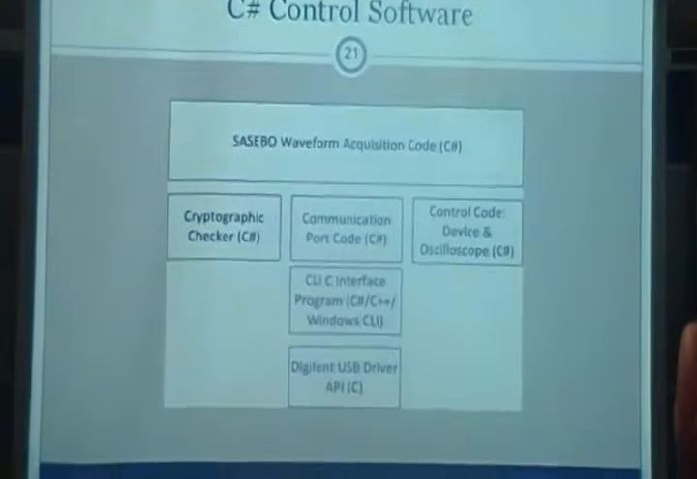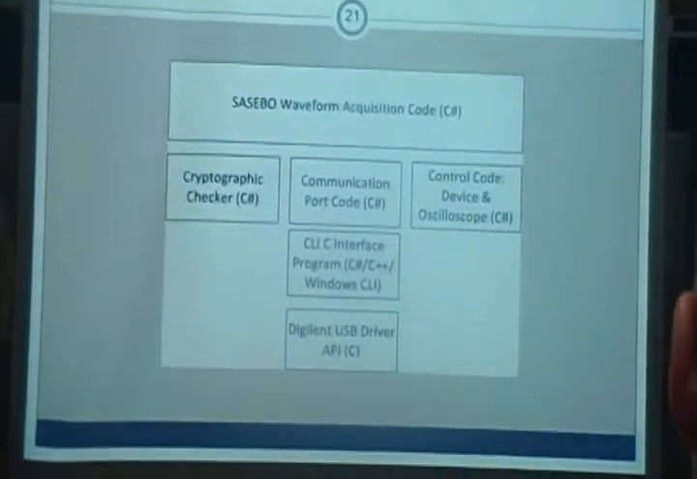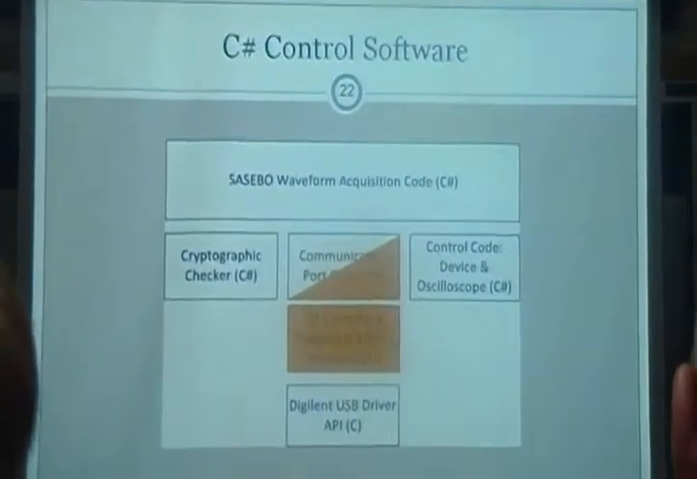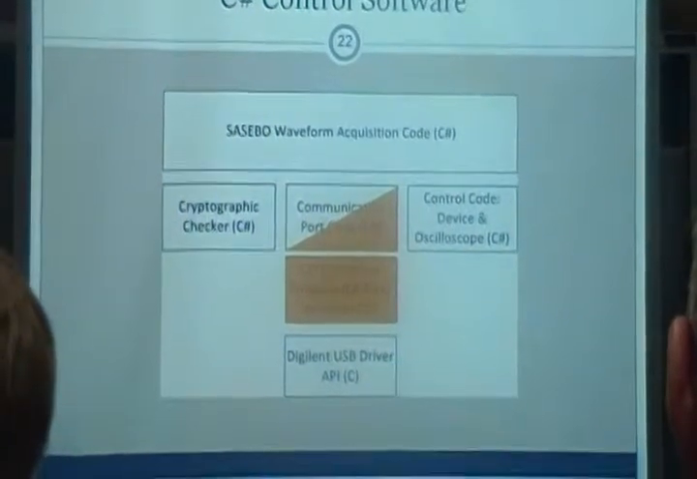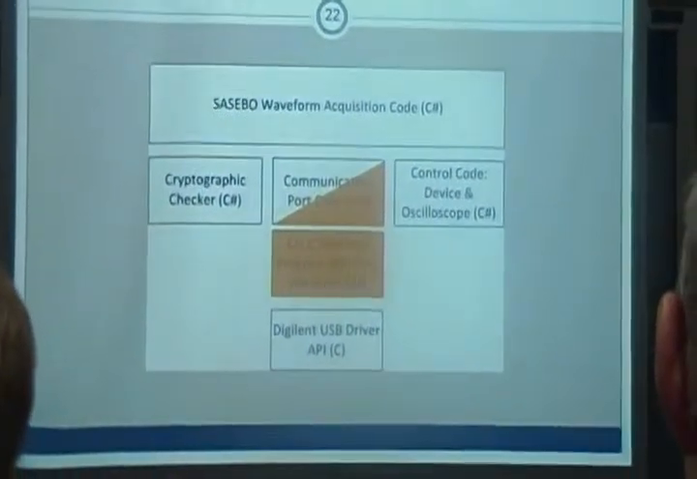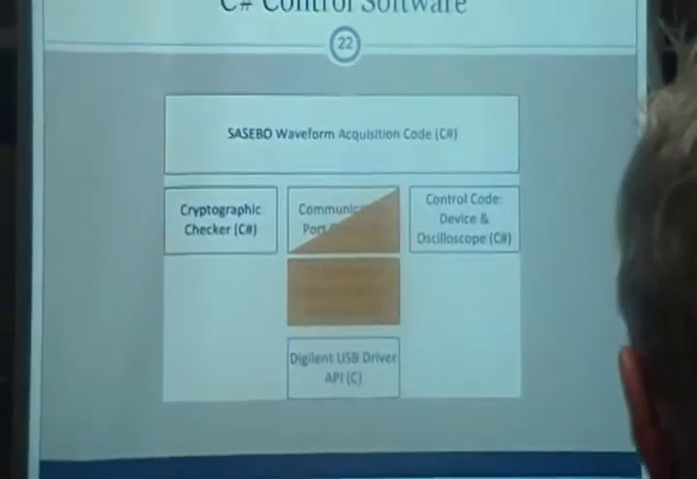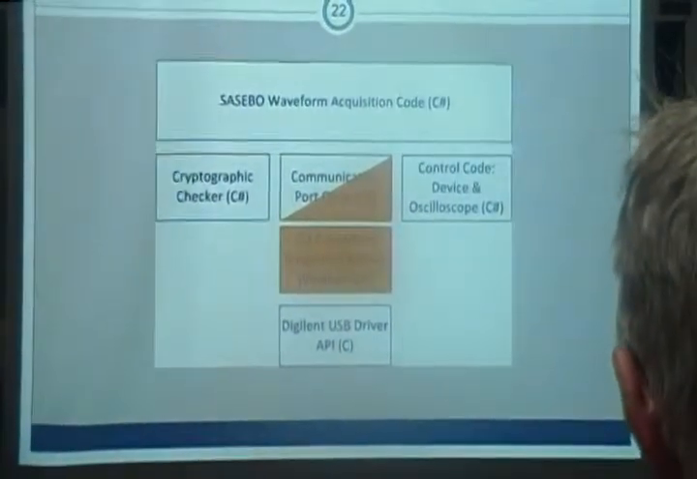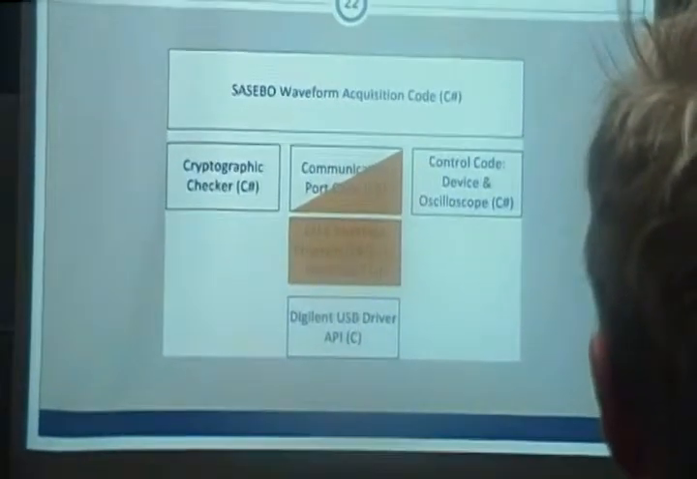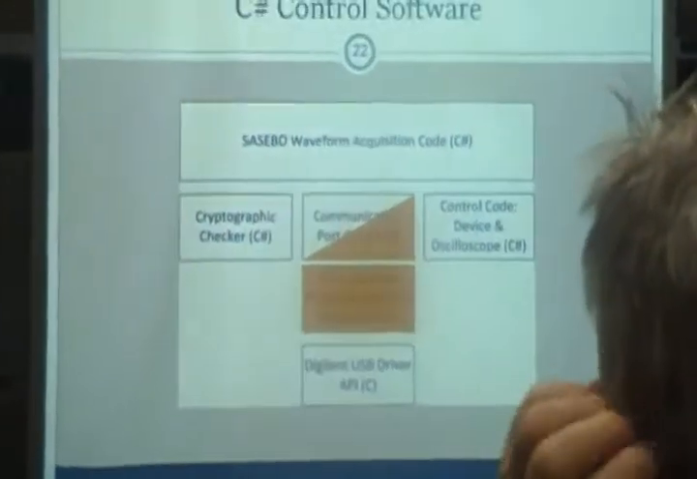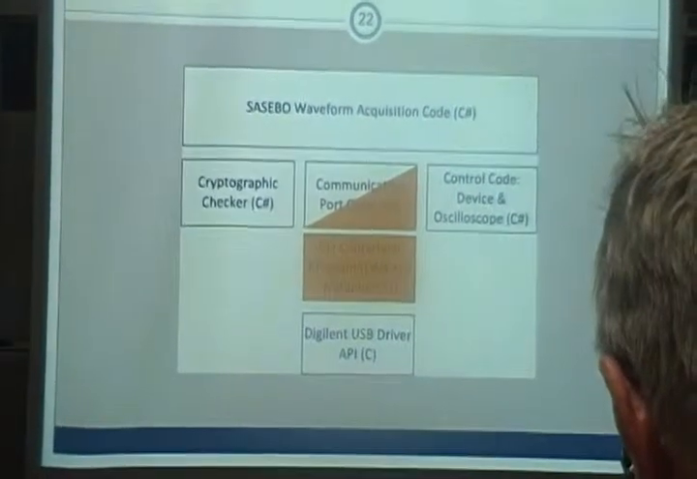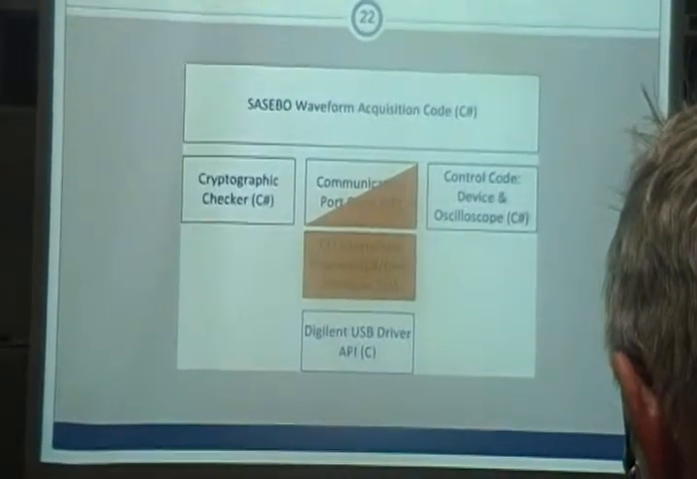The C# control software can be represented as such with a high-level block diagram. The overlay again is parts that we had to modify and rewrite. The actual Digilent USB driver is provided in C. Unfortunately, as you can see, the actual acquisition code is in C#, and while C and C# sound similar, they do not like to play nicely together. So an interface program was written in C++ to allow us to call the driver.